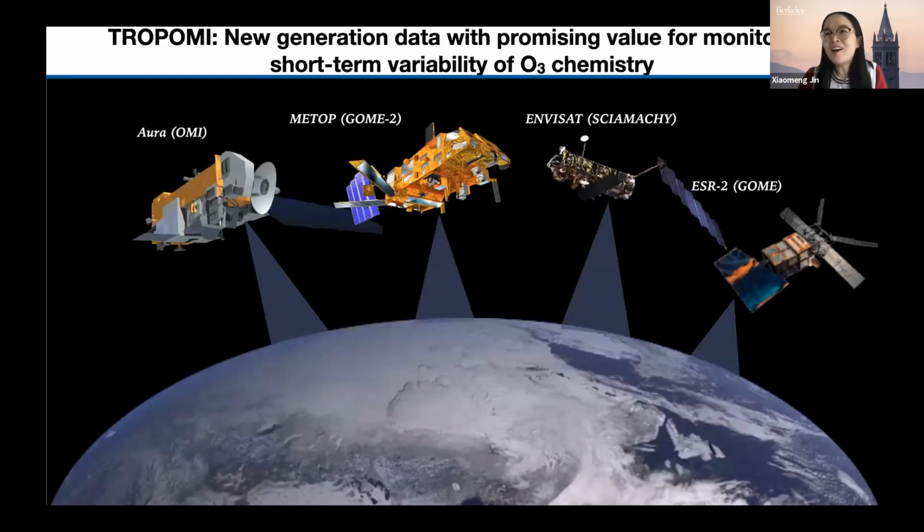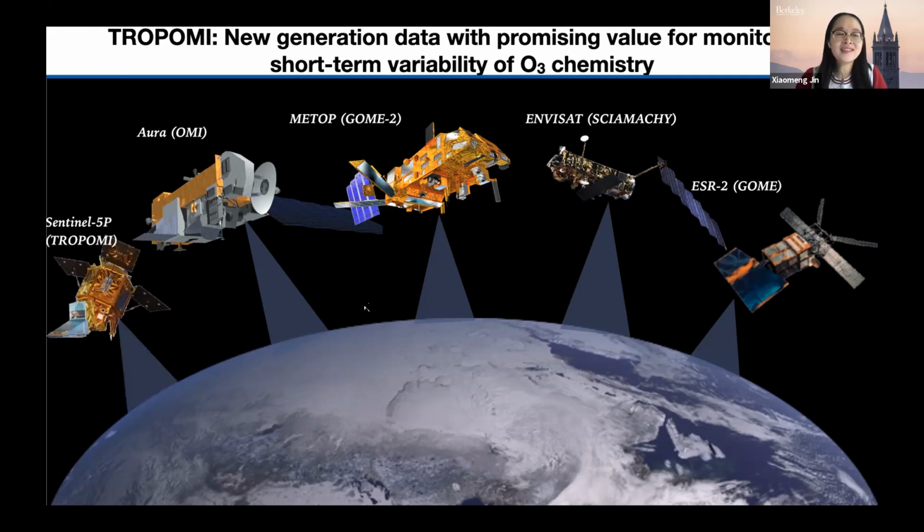So up until now, all our analyses are based on aggregations of long-term satellite observations to reduce the noise of satellite retrievals. Actually, the daily single observations from these satellites are often noisy and affected by clouds. So in October 2017, the TROPOMI instrument, which is on board the Sentinel-5P, was launched to space. This new generation satellite instrument has finer spatial resolution and improved signal-to-noise ratio. So this really has the potential to allow us to see the short-term variability of ozone chemistry.